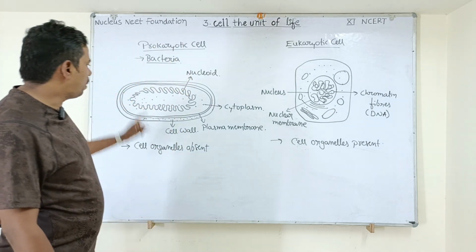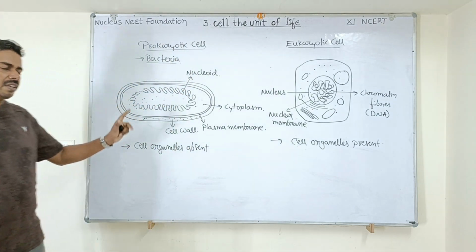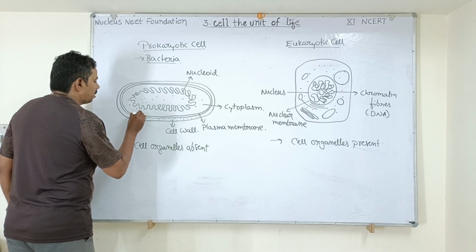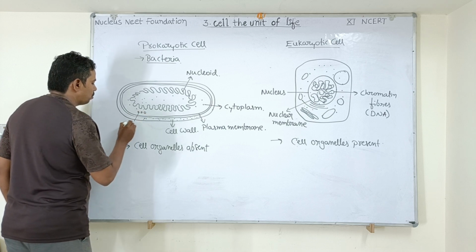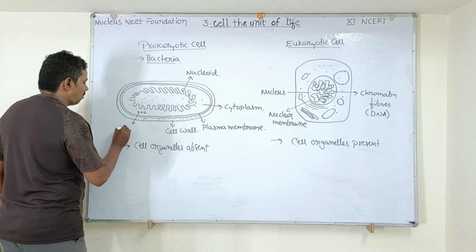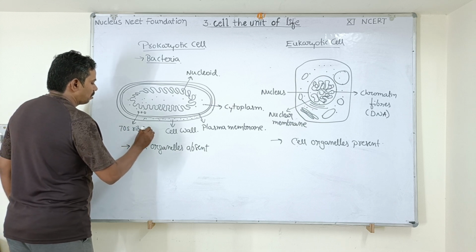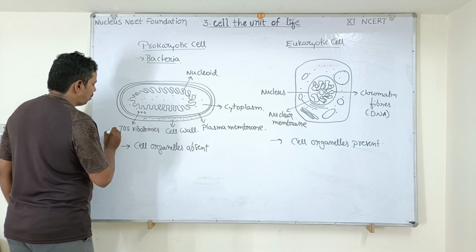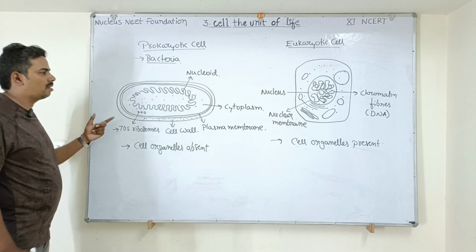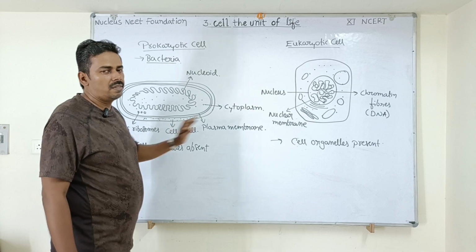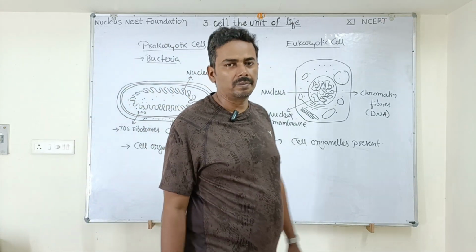Okay, so there is only one cell organelle which you can find in the prokaryotic cell. So what is that? 70S ribosomes. 70S ribosomes are the only cell organelles you can find in the prokaryotic cell. Other than the 70S ribosomes, no other cell organelle is present.